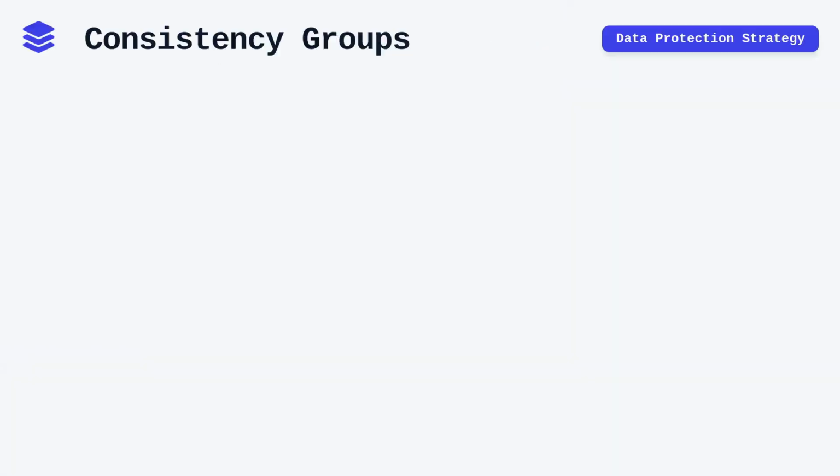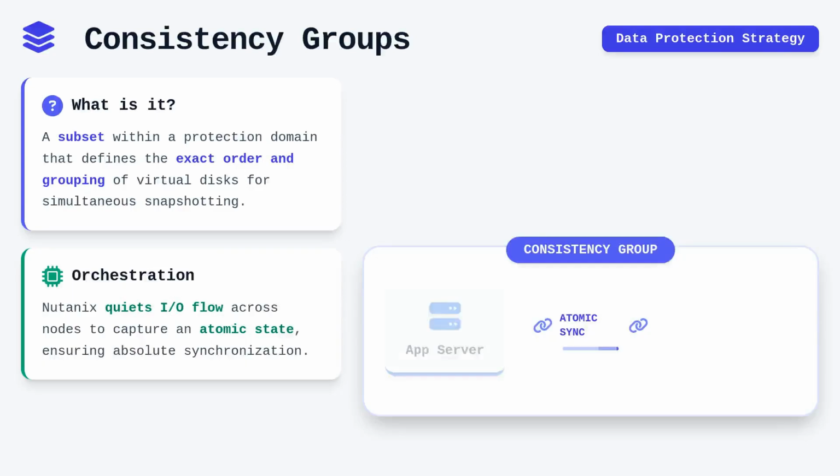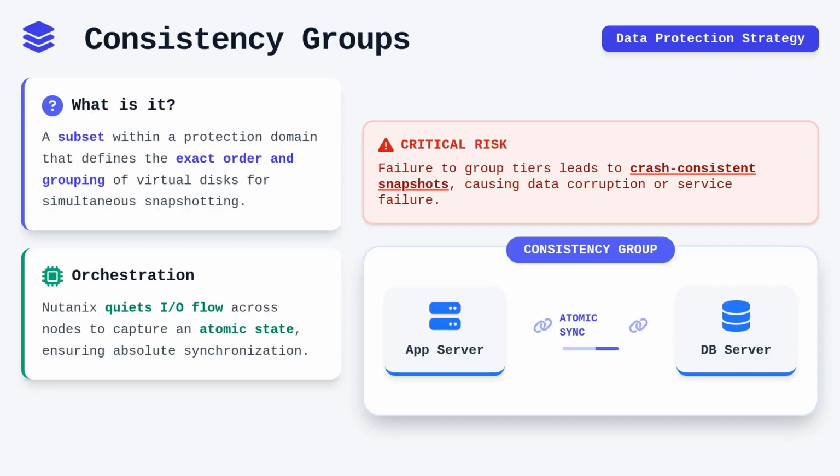When we approach the task of creating these domains, we must pay close attention to consistency groups. A consistency group is a subset within your protection domain that defines the exact order and grouping of virtual disks that must be snapshotted simultaneously. This is indispensable for multi-tier applications, such as a database server coupled with an application server where data integrity across the entire stack is paramount. If you fail to include both tiers in the same consistency group, you might end up with crash-consistent snapshots that cannot be restored together, leading to data corruption or service failure.